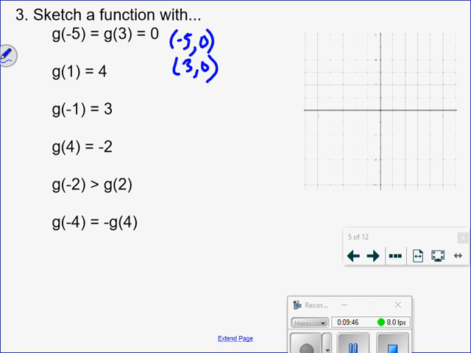This says when x is 1, the y-coordinate is 4. When x is negative 1, the y-coordinate is 3. And when x is 4, the y-coordinate is negative 2. So I'm going to graph all of those.